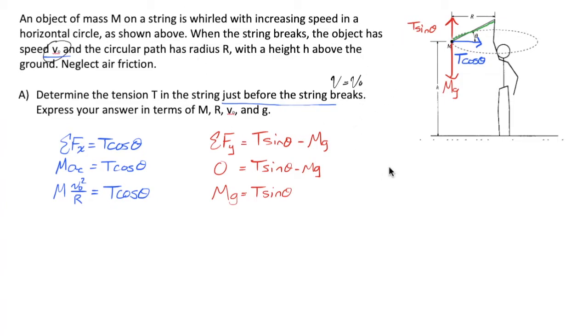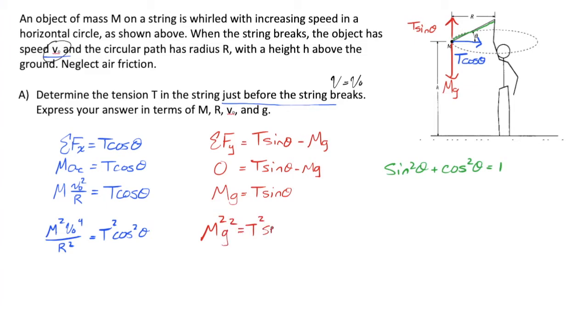Let's recall the identity sine squared theta plus cosine squared theta equals 1. And let's try and get this information into a format where I can use this fact. First, we're going to square both sides of both equations. That's going to give me m squared v naught to the fourth over r squared equals T squared cosine squared theta. Over here on the right equation, m squared g squared is equal to T squared sine squared theta. Now watch what happens if I add the two equations together.